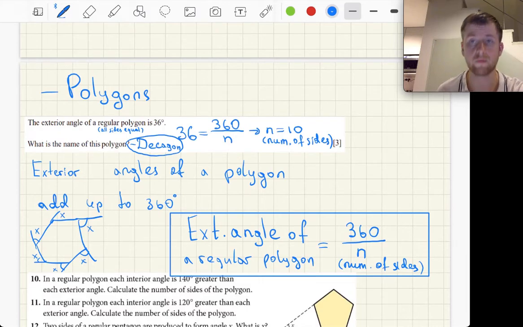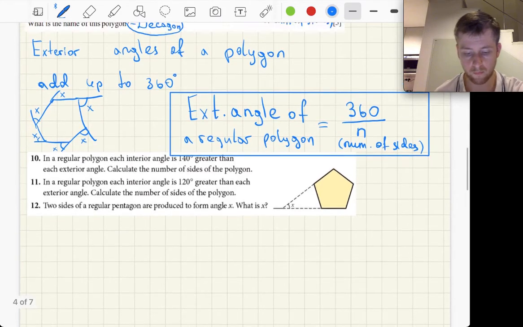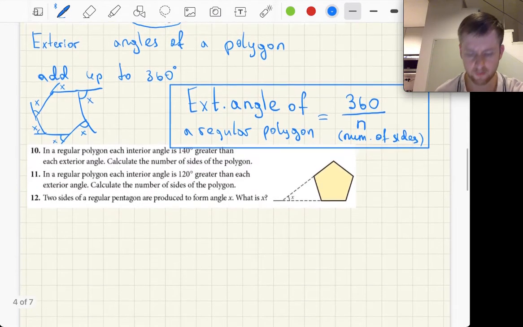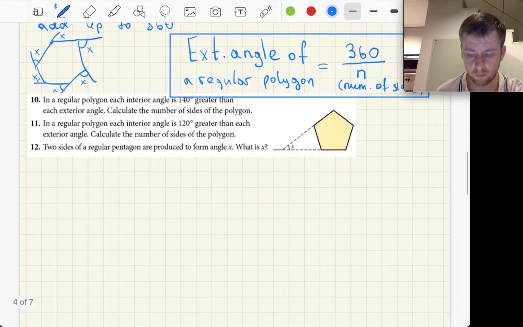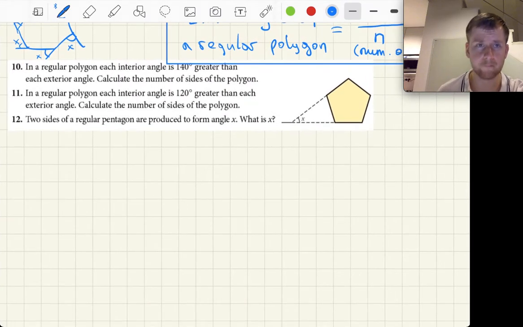It's a polygon with 10 sides. So again, try not to forget these names because they do come up on past papers every once in a while. You have to know names of polygons up to 12 sides. Okay, so let's try some of these book questions. I tried to pick the hard ones.